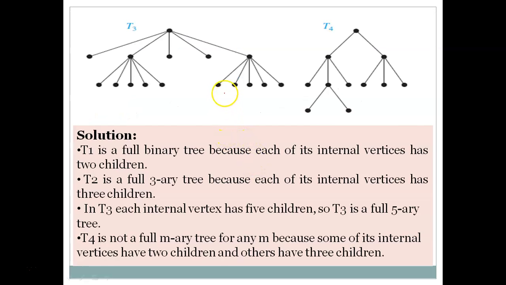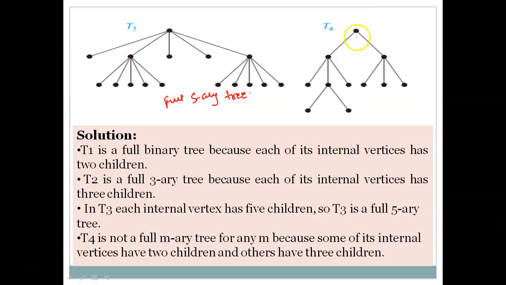Now let us look at T3. Here this internal vertex has 5 children, and this internal vertex has 5 children, because we have to consider only the internal vertices, and both the internal vertices have 5 children. So this is a full 5-ary tree.